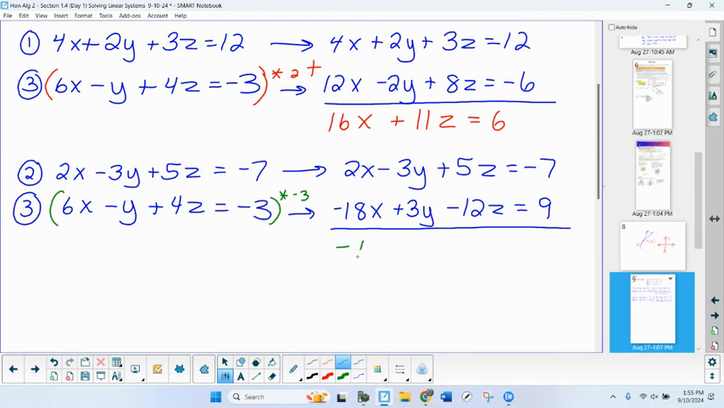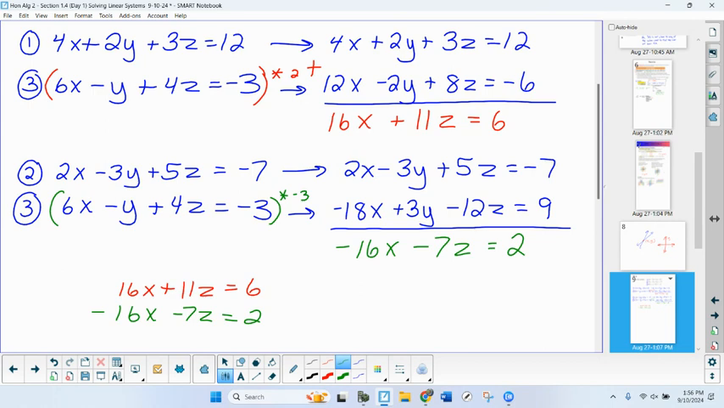You get negative 16x minus 7z equals 2. So, is everybody okay with how I got the green equation? Now, do you see what we just did? I eliminated y and have now created a 2 by 2 system: 16x plus 11z equals 6, and negative 16x minus 7z equals 2.